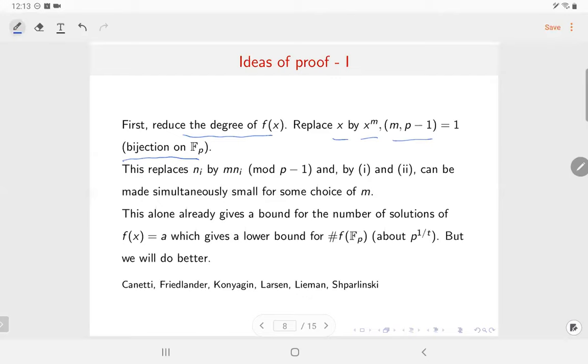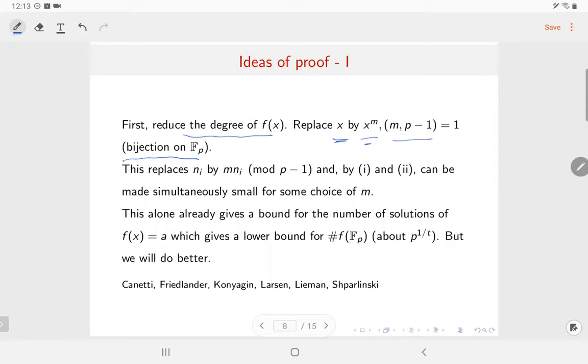Again, we're thinking of polynomials as functions, right? So the algebraists may feel a bit annoyed, but that's what we're going to do in this talk. So what happens with the exponent? Doing this replacement doesn't change the number of terms. Replacing x by x to the m, each monomial gets replaced by a different monomial, but it's still a monomial. So if the polynomial has t monomials, then the new polynomial also has t monomials.